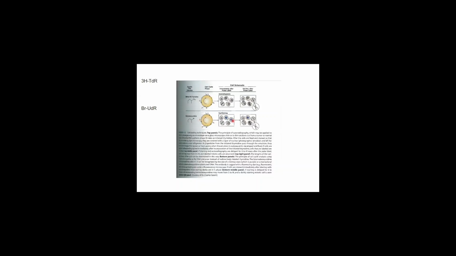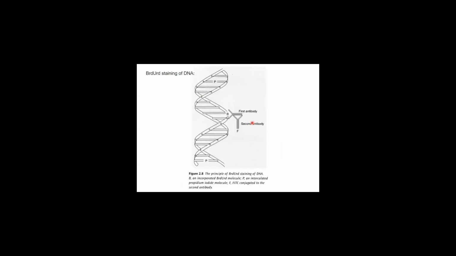You add this to cells, it gets taken up, and you then make an antibody against the bromo group, the bromodeoxyuridine, and a secondary antibody that binds to this that's fluorescein labeled. And now we have a means of detecting that does not require radioactivity.